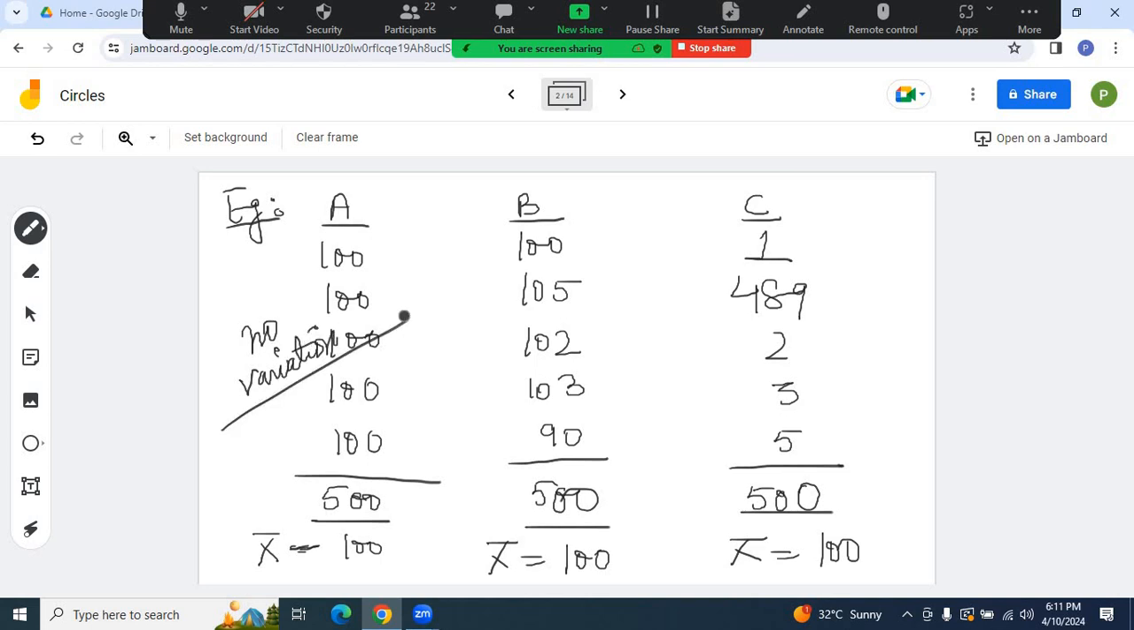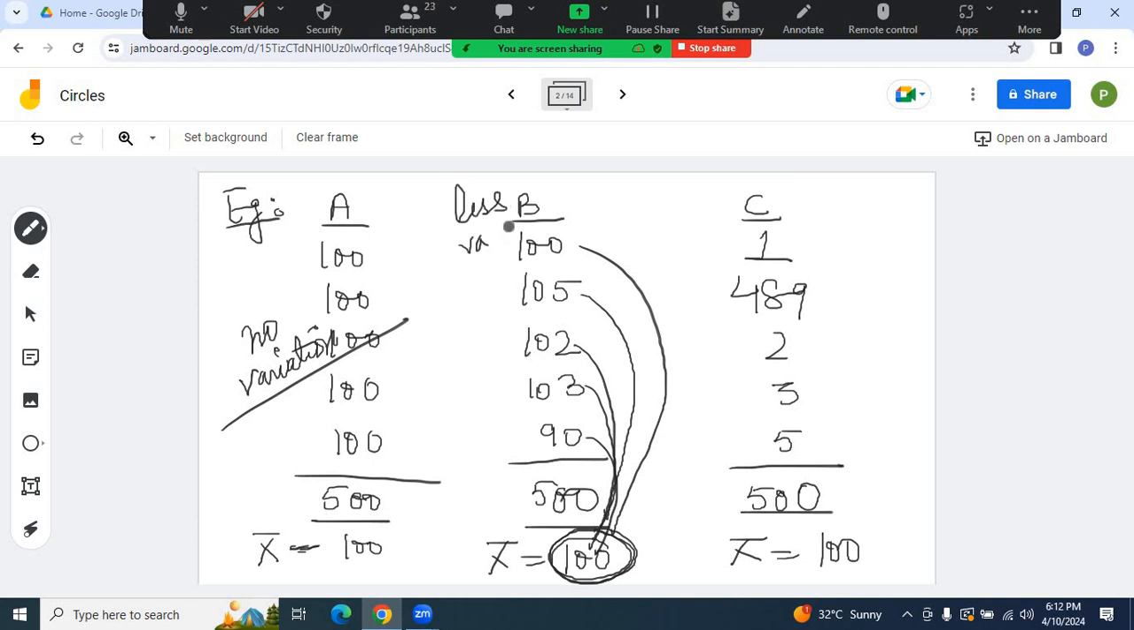There is no spread, no variation. In B series, from the central value, this is the same, this is little variation, little variation, little variation. So here there is less variation. There is variation but very little.